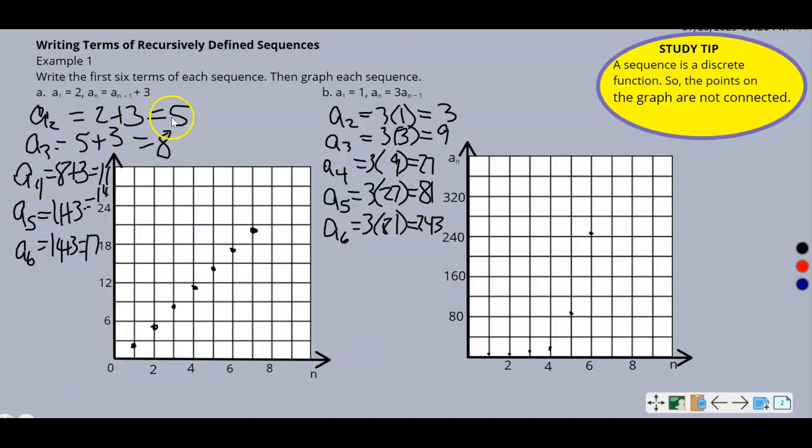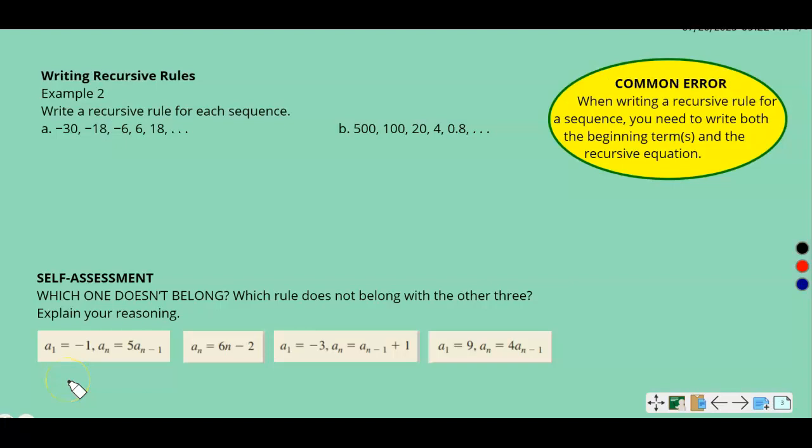Okay, so it said write the first 6 terms. We did that. And it says graph each sequence. We did that. Example 2 says write a recursive rule for each sequence. So the first thing we have to do is look at the sequence and see if there is a pattern. We have to determine whether it's arithmetic or geometric.